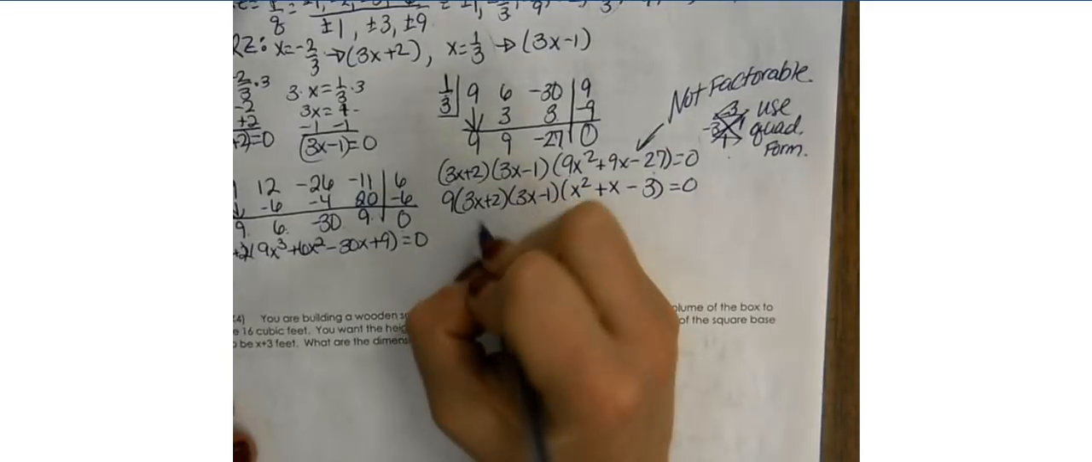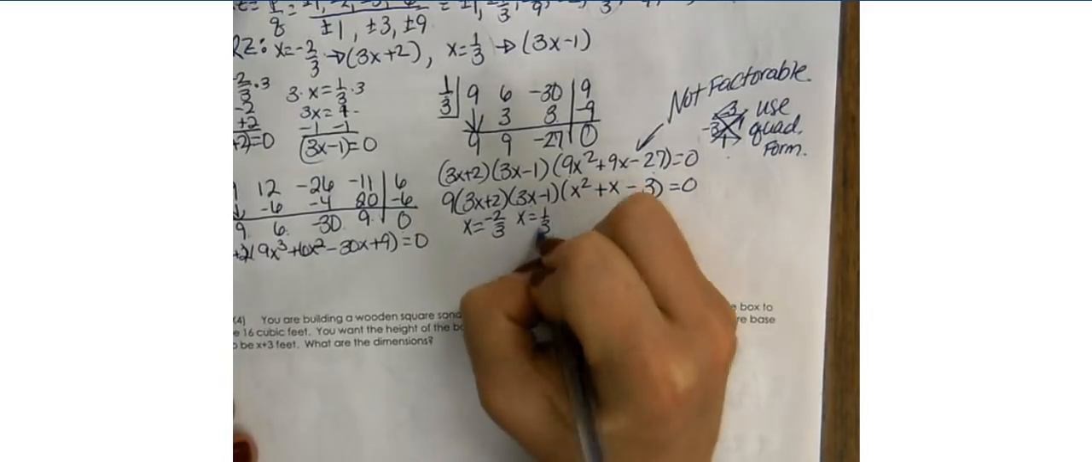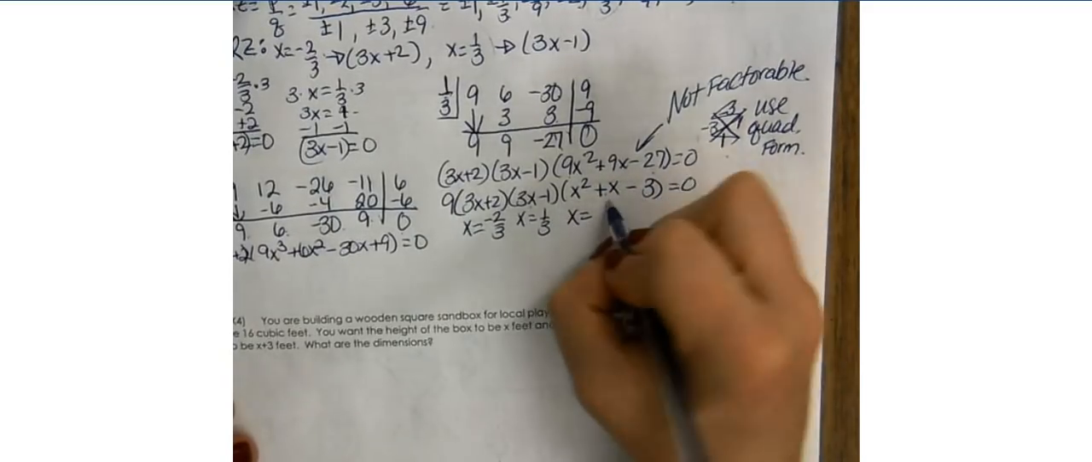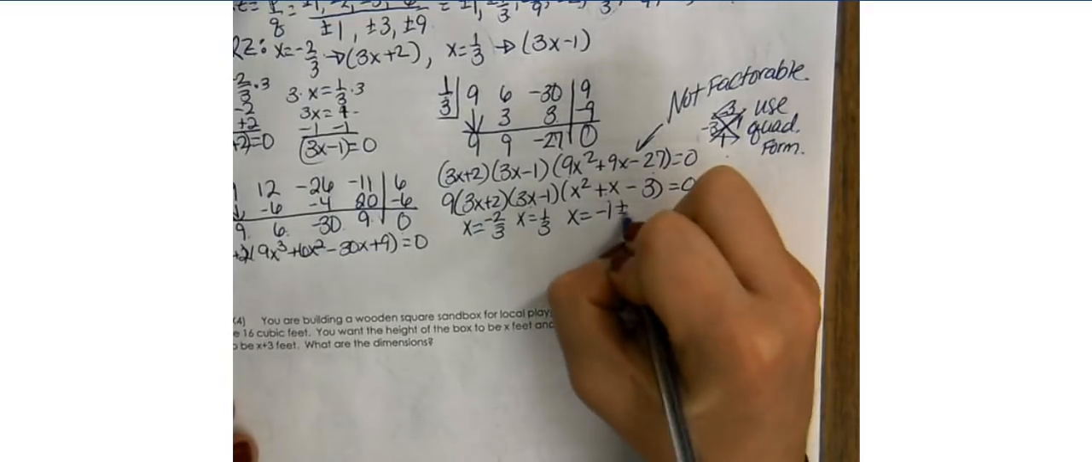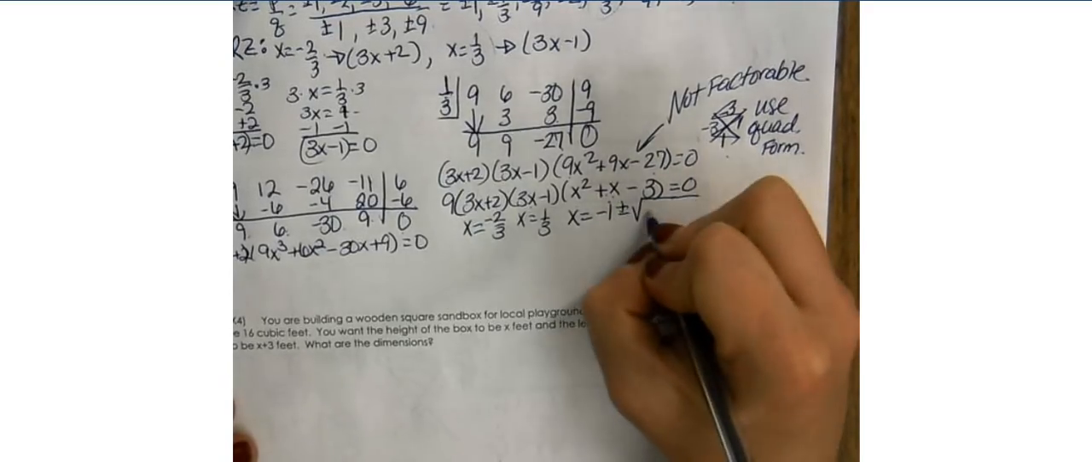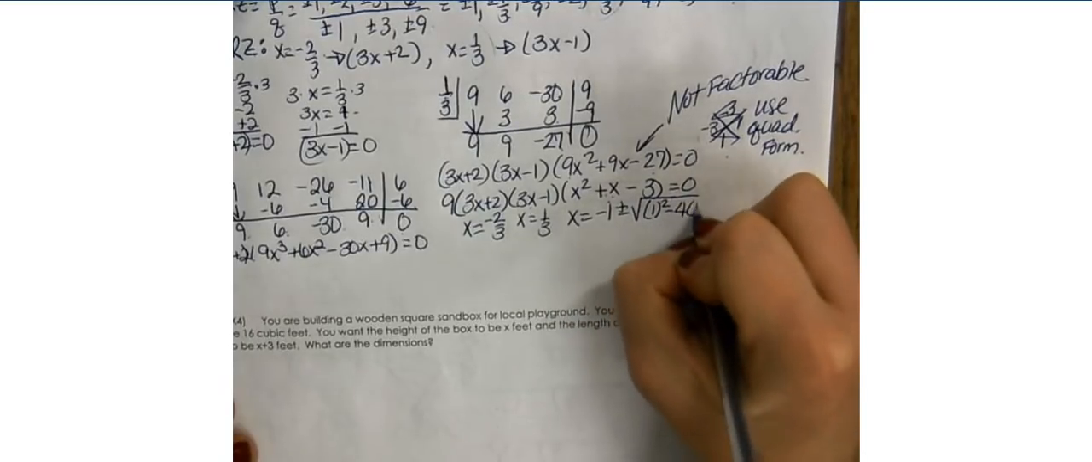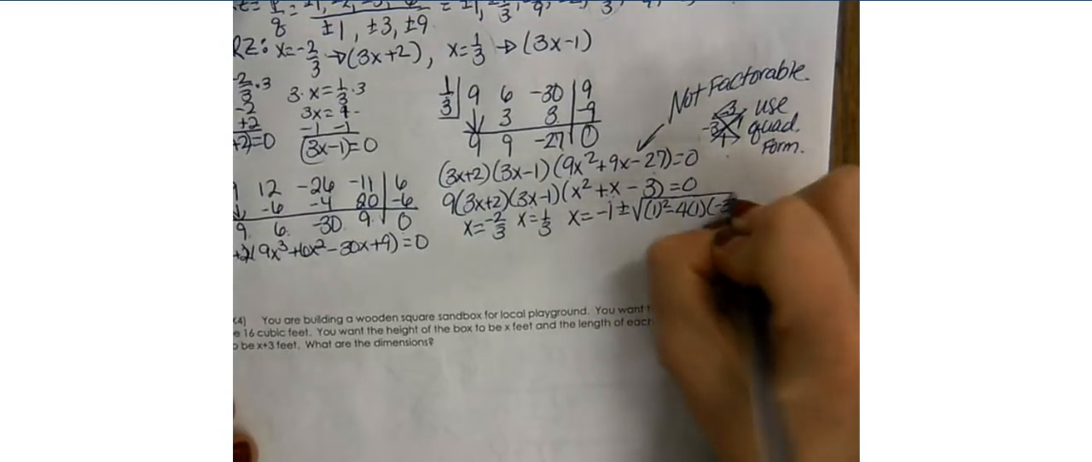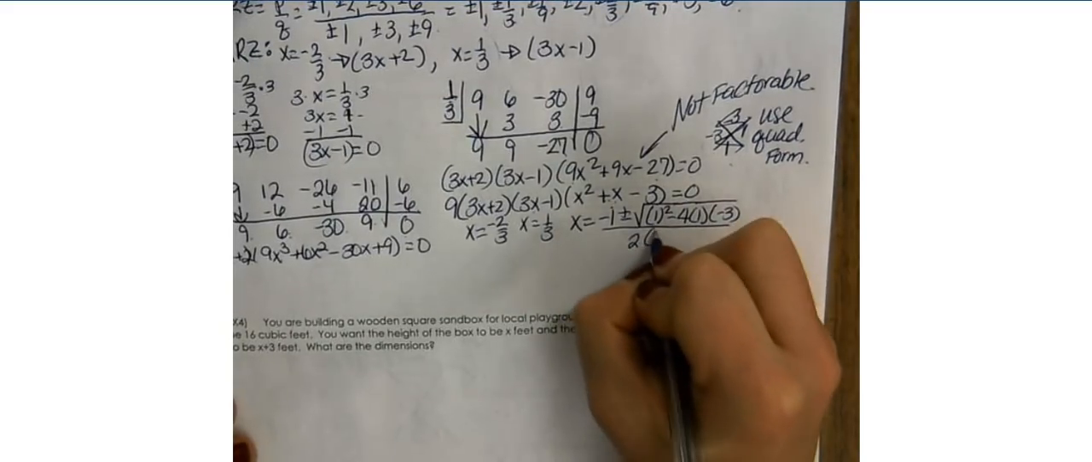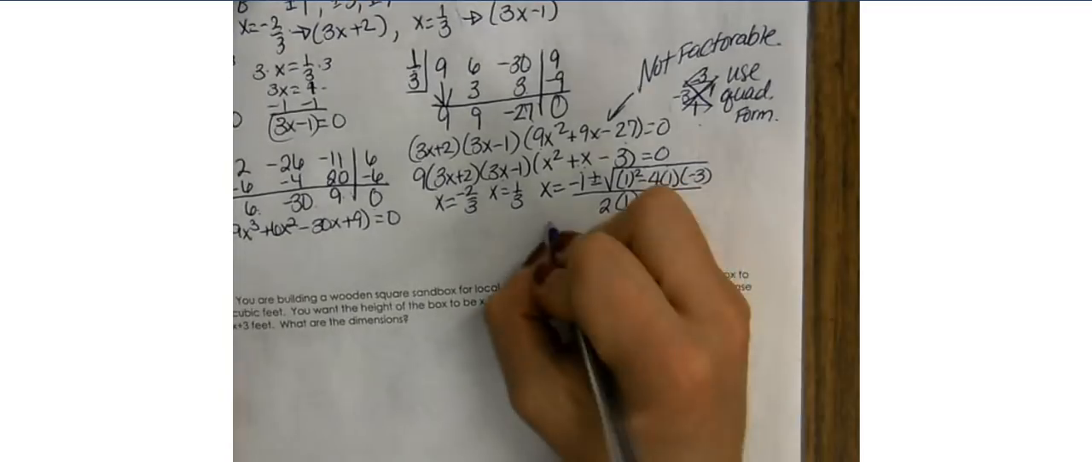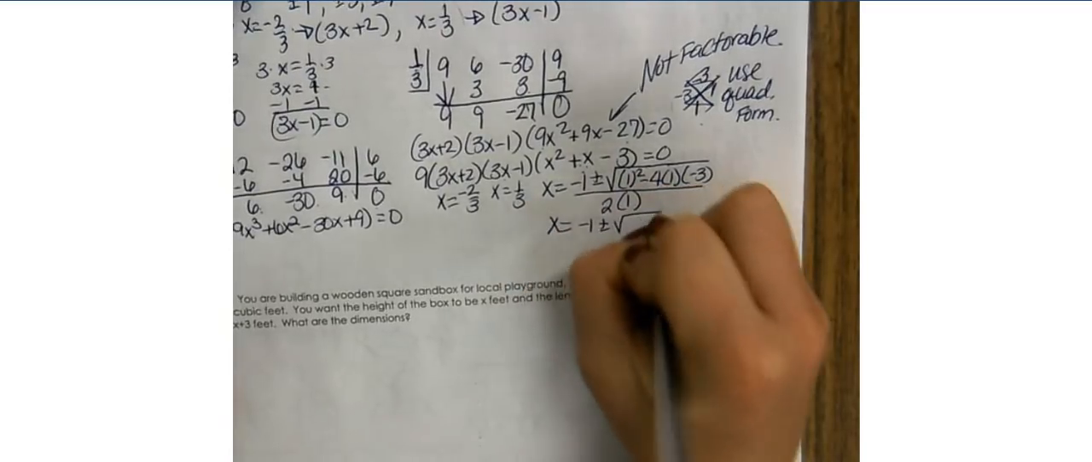So far this one is x equals negative 2/3. This parenthesis produces x equals 1/3, and this parenthesis produces x equals the opposite of b, which is negative 1, plus or minus the square root of b squared, so that's 1 squared, minus 4 times a, which is 1, times c, which is negative 3. This is all over 2 times a, which is 1. So now I have x is equal to negative 1 plus or minus the square root of some number divided by 2. So I'm going to put in 1 minus 4 times 1 times negative 3, and I end up with 13.